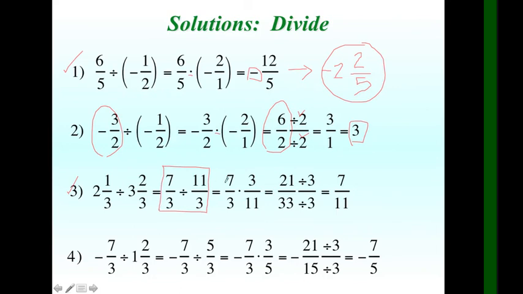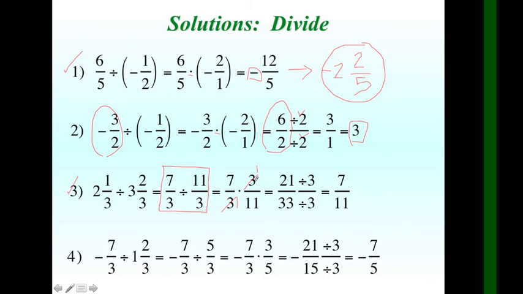Tapos, 7 over 3 will be retained, and 11 over 3 will be flipped, or we will get the reciprocal, and that is 3 over 11. And then we will change the sign into a multiplication sign. So 7 times 3 is 21, and 3 times 11 is 33. Or just simply cancel this, and this will become 1, and this one will become 1. So 7 times 1 is 7, and 1 times 11 is 11.